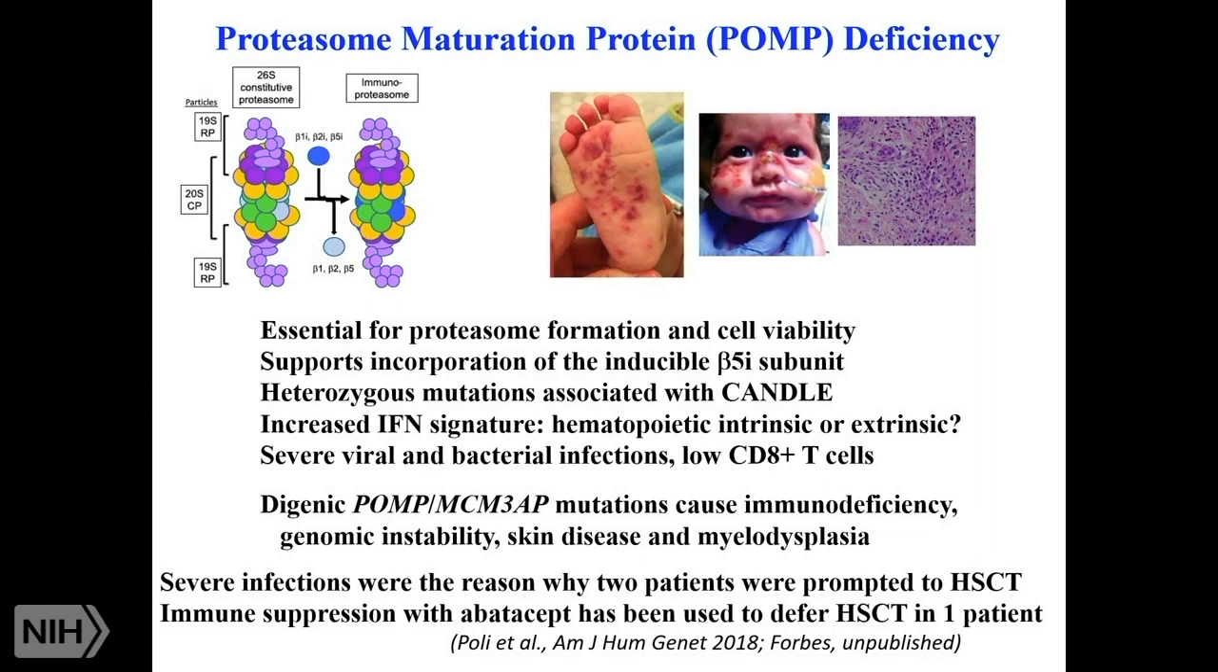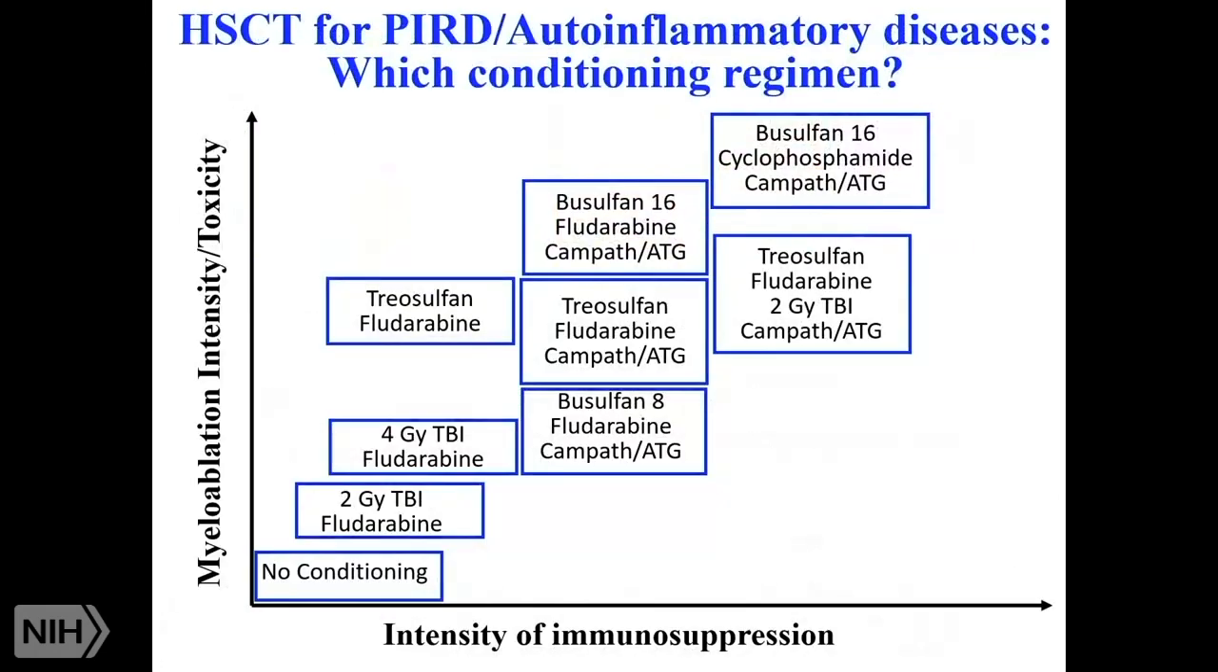And for what I know, although the data are not published yet, both patients that received transplantation for POMP deficiency at Baylor have now been cured, and they're going home, I understand. They're being discharged these days. So again, it's a moving target. Even disorders that we were not considering for transplant are now amenable to transplantation.